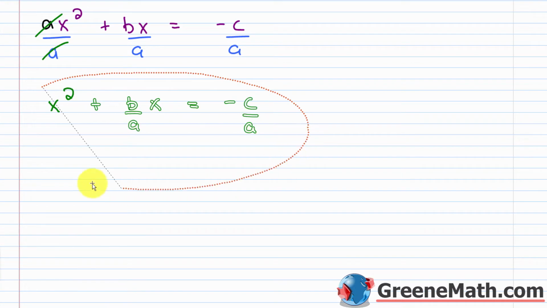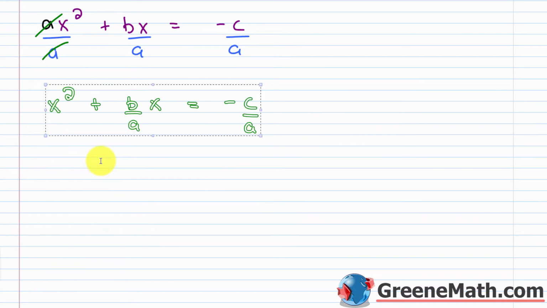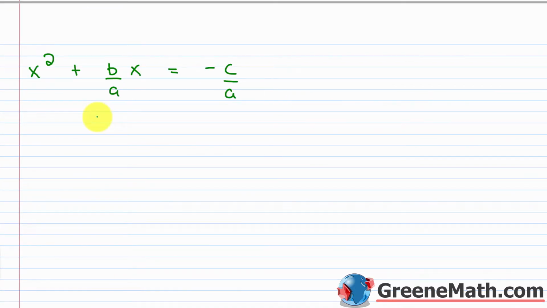Now let me just copy this real quick. I'm going to move it down. I have some room. And to complete the square, I take 1/2 of the coefficient of the first degree term, and I square it. Okay, and then I'm going to add that to both sides.